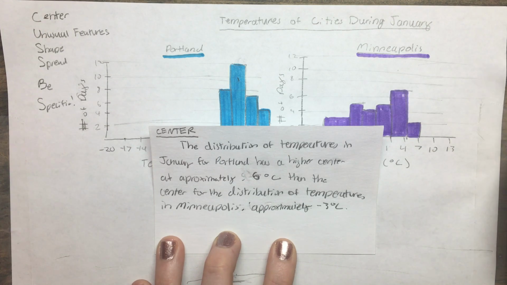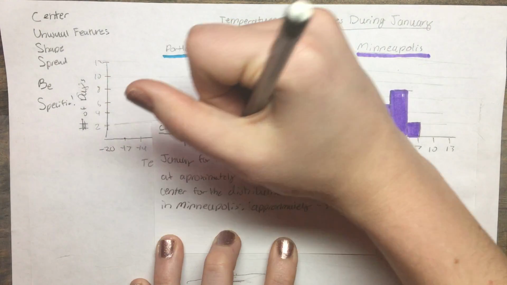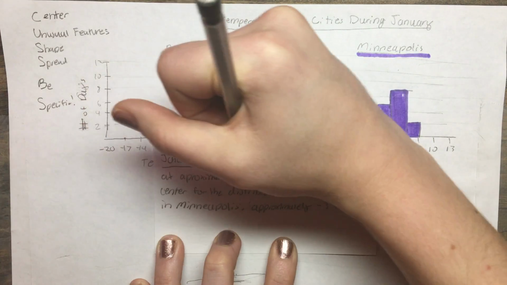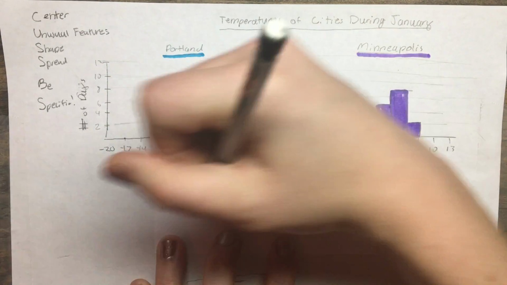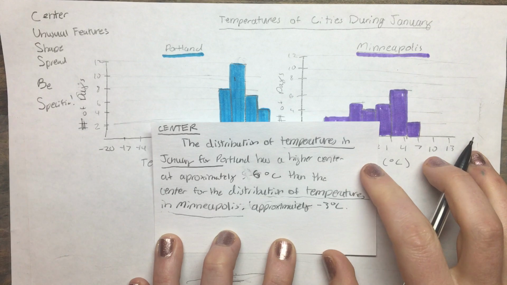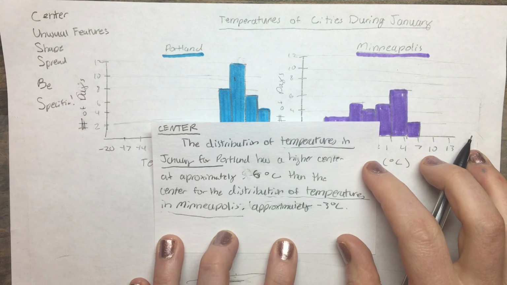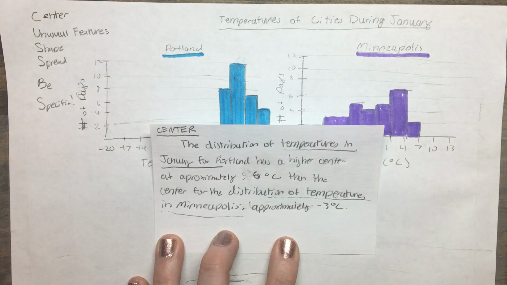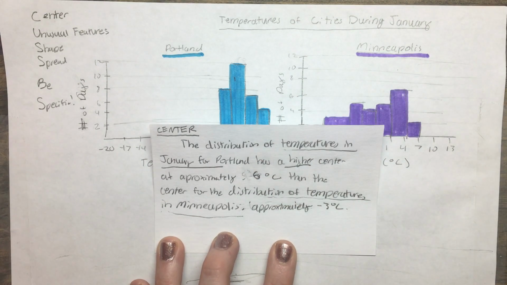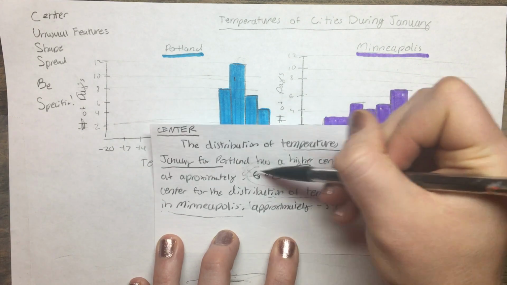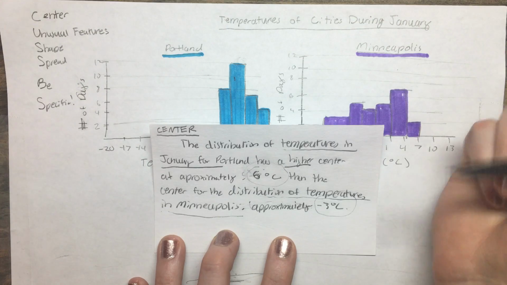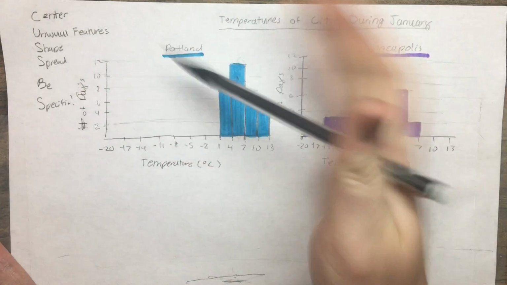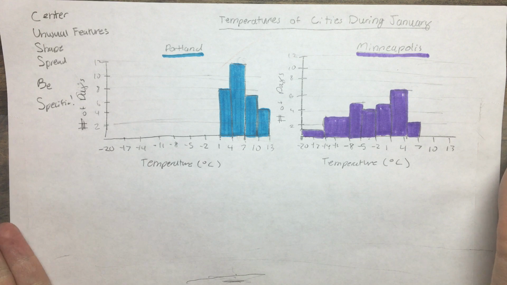Here I use context, where I said the distribution of temperatures in January for Portland, and then I said the distribution of temperatures in Minneapolis. That is using context. We can't just say the graph. That's very important. And then I also used comparing words like higher. And I was specific because I used actual data from the graph when I said 6 degrees Celsius and -3 degrees Celsius.